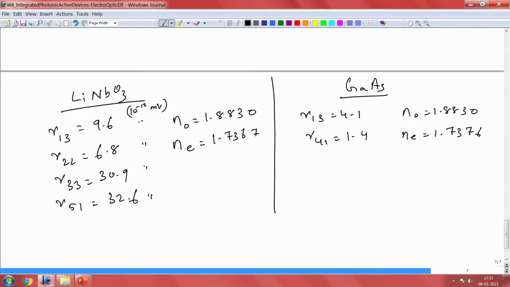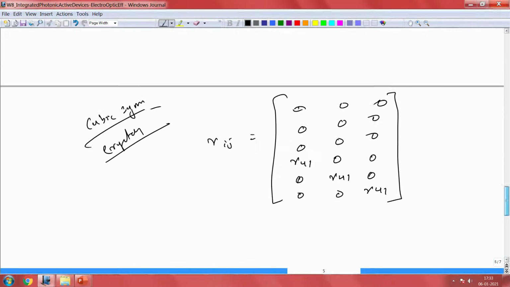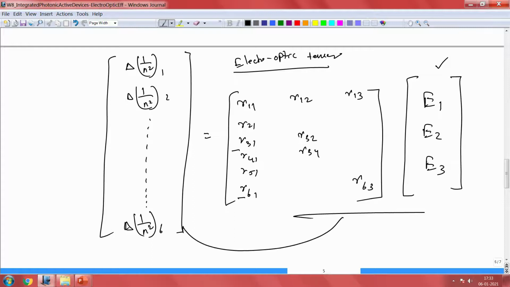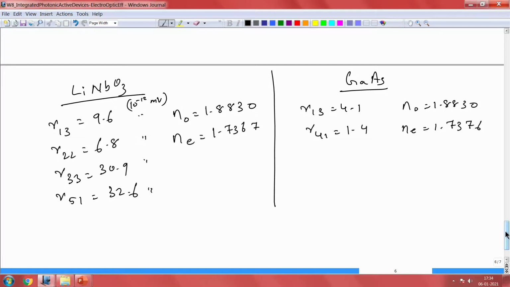So once you have these values, you can take these values and try to exploit this. I will go back here and show you that this is the matrix here. So the electro-optic tensor matrix, now you can populate it based on the data we have, and then the electric field is what you apply, and based on this we should be able to calculate what will be the change in the refractive index when I apply a certain field. Okay. So this is about the basic understanding of the material system.